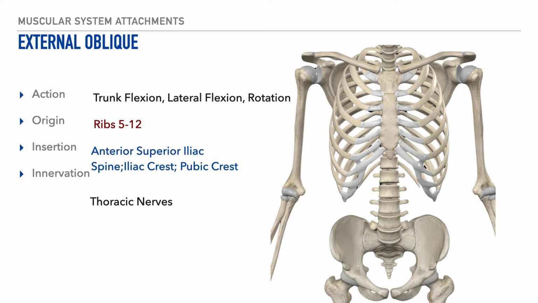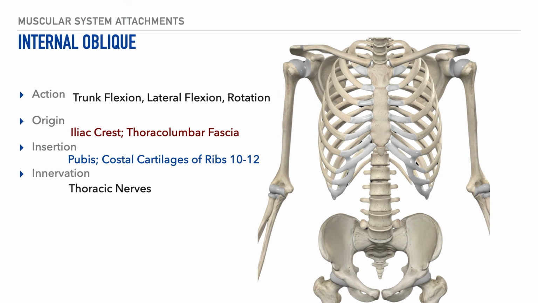And its origin runs from ribs 5 through 12, and we'll show those origin points here. And the insertion of this muscle is at the anterior superior iliac spine, iliac crest, and the pubic crest. And lastly, its innervation is the thoracic nerves.